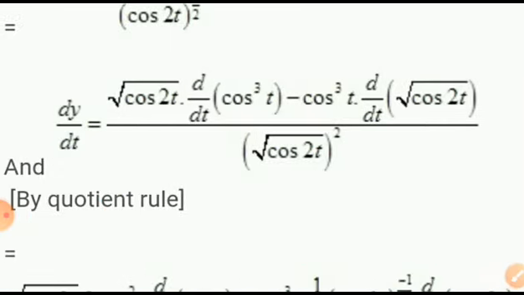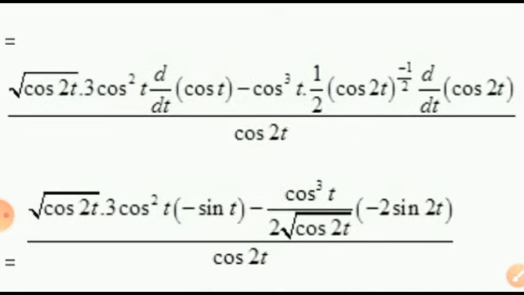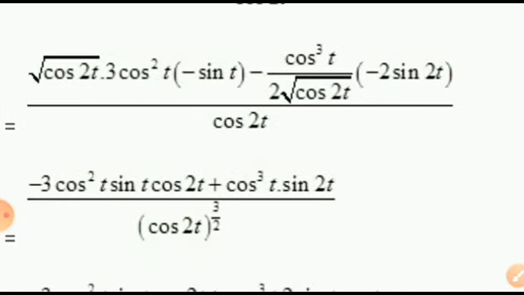Similarly, consider y and find dy by dt. I am not explaining that dy by dt here. After simplification, you will get the value of dy by dt as minus 3 cos square t sin t cos 2t plus cos cube t into sin 2t by cos 2t raised to 3 by 2. Now we have dx by dt as well as dy by dt. What is the next step? Find your dy by dx.